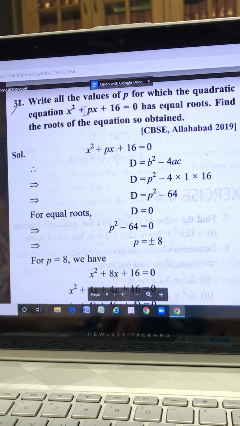When you are asked to find the value of p, then put the value of p to get the two equations, and then find the roots of both the equations so obtained.